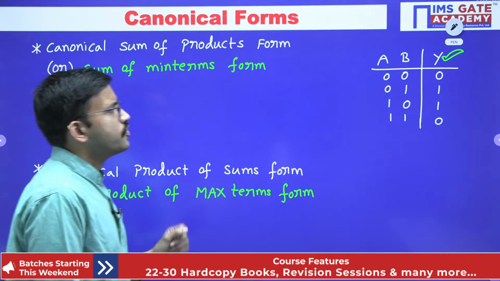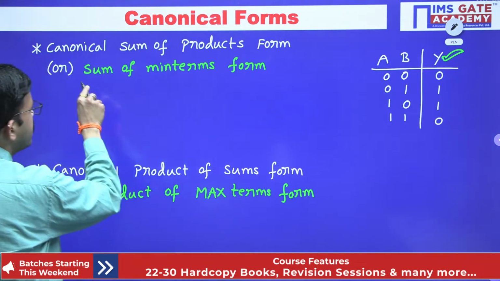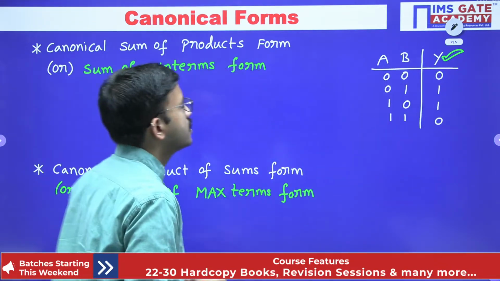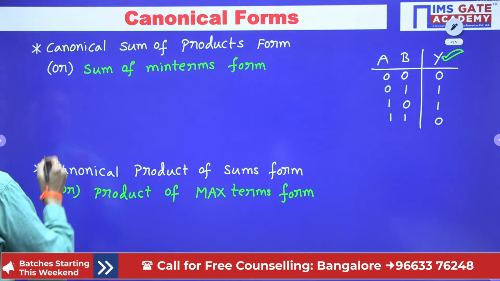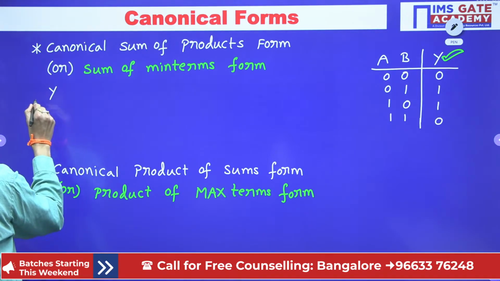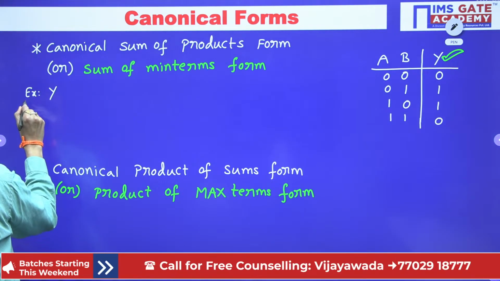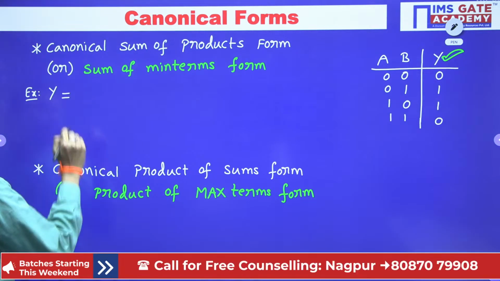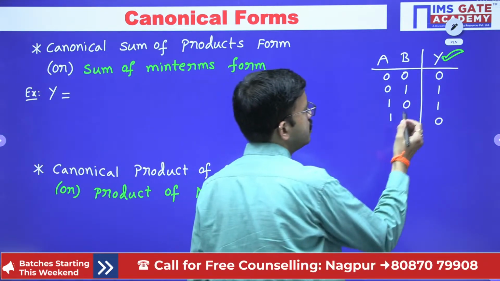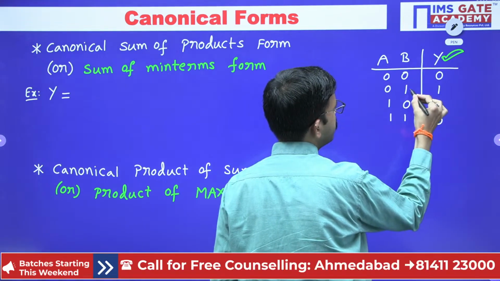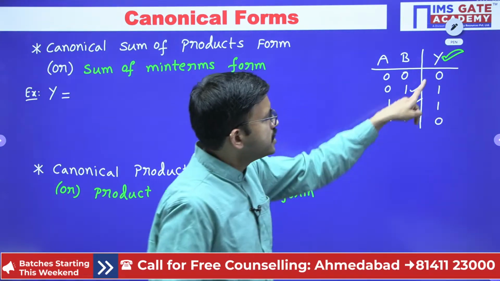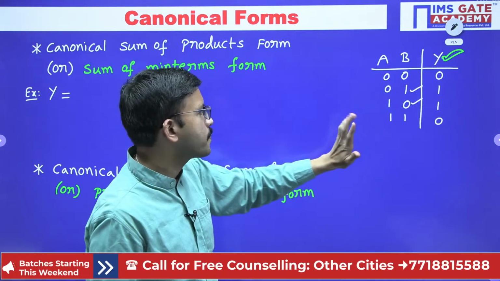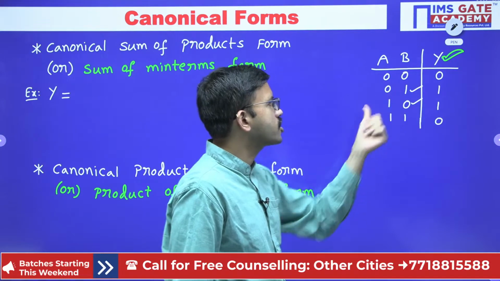Okay, so for the timing let us consider with respect to this wording. Let us represent the output variable. Say for example here output variable is y. So y is getting 1. Y is getting 1 for two combinations of inputs in this particular example, right?